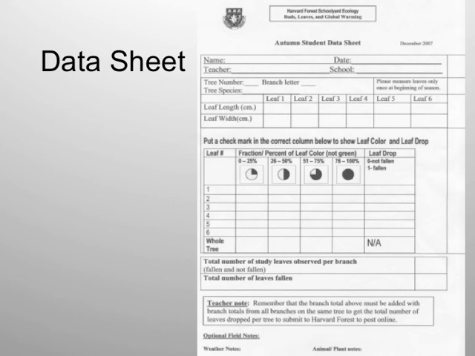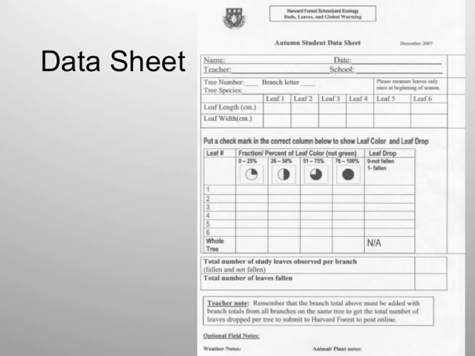And then you're going to look at the whole tree, so you're going to step back, look at the whole tree, percent not green, and right now I want you to put a check by 0 to 25. And then where it says total number of steady leaves observed per branch, you are going to put 6. Unless a branch gets broken and we lose some leaves, so this is not because they drop, this is like you lose the whole branch, we are going to have 6 on there. And total number of leaves fallen, that's what you're going to determine.